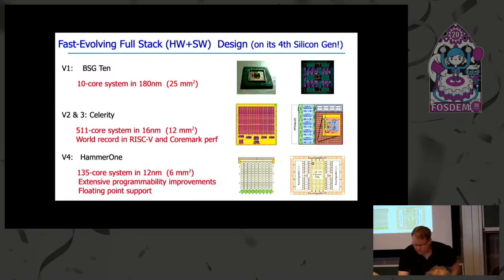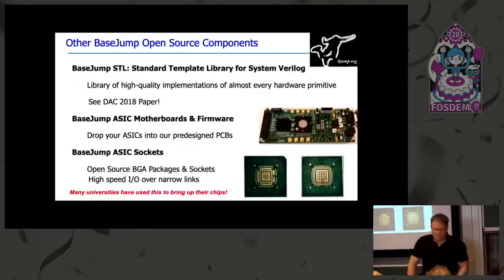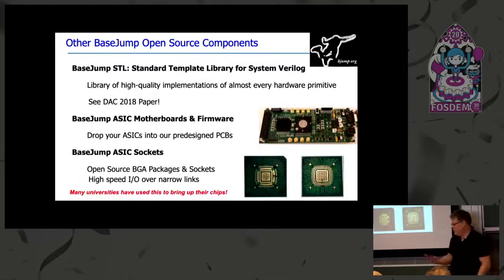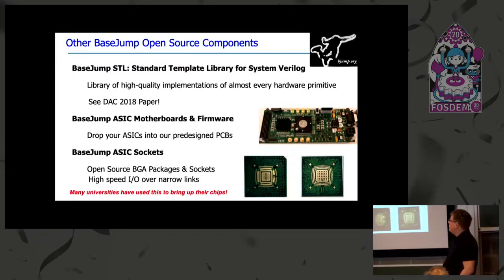I'd like to mention that in addition to the Manycore itself, my group has a website, bjump.org. We have a bunch of stuff that might be of interest to you if you're developing open source hardware. One of them is something we call Basejump STL. Dan mentioned this in the last talk.